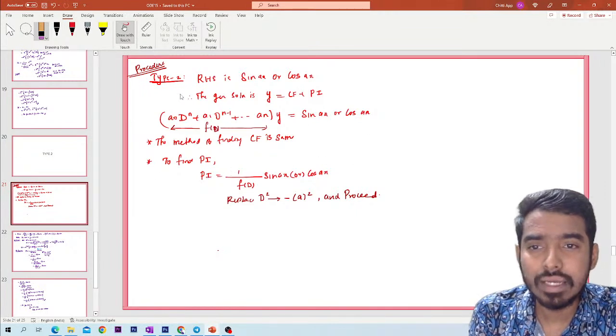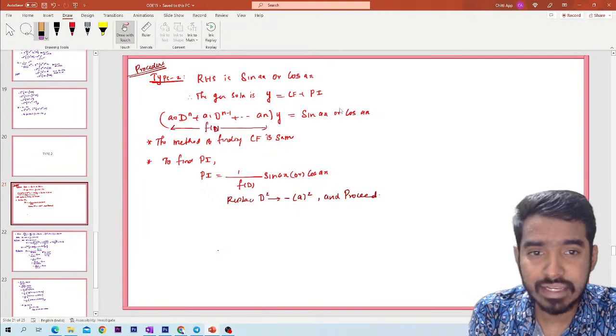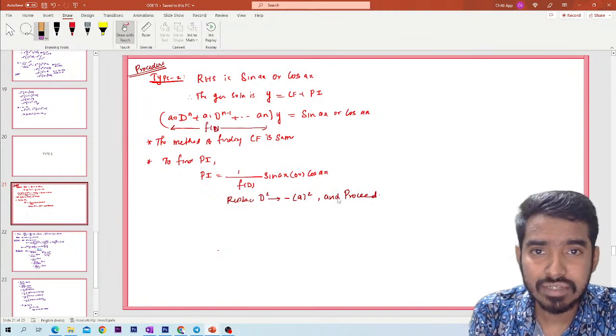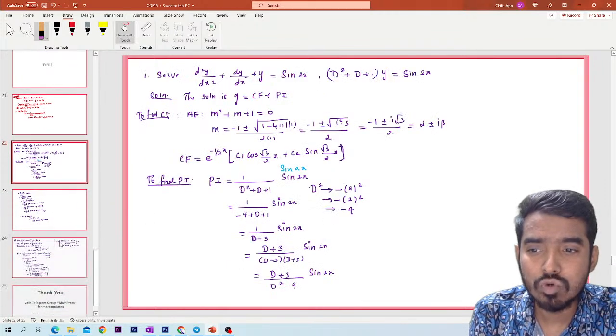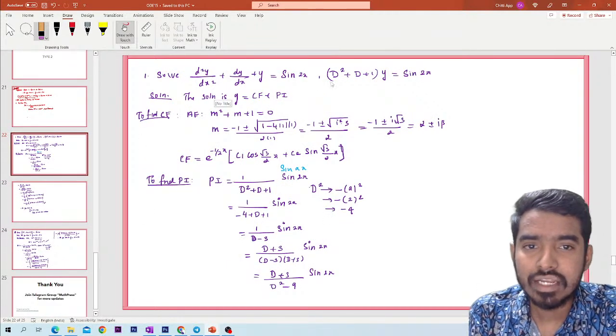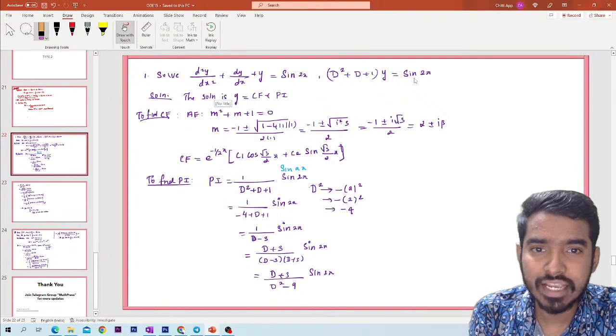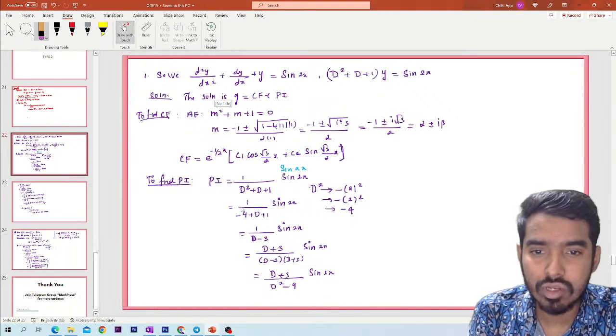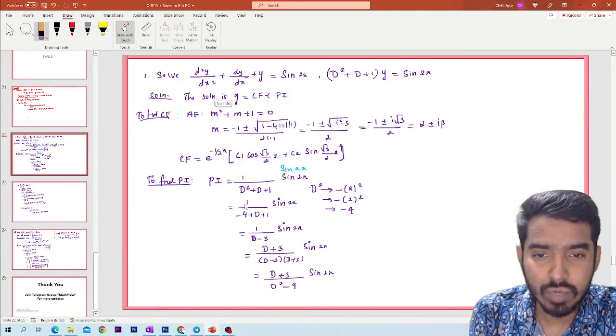If you are in type 2, that is if your RHS is sin ax or cos ax, replace D square by minus a square and proceed. This is what I said in the previous class. We solved two problems based on this. Solve (D square + D + 1) y = sin 2x. How to find PI? 1 by (D square + D + 1) of sin 2x. Here a is 2, so replace D square by minus 2 square, which is minus 4.